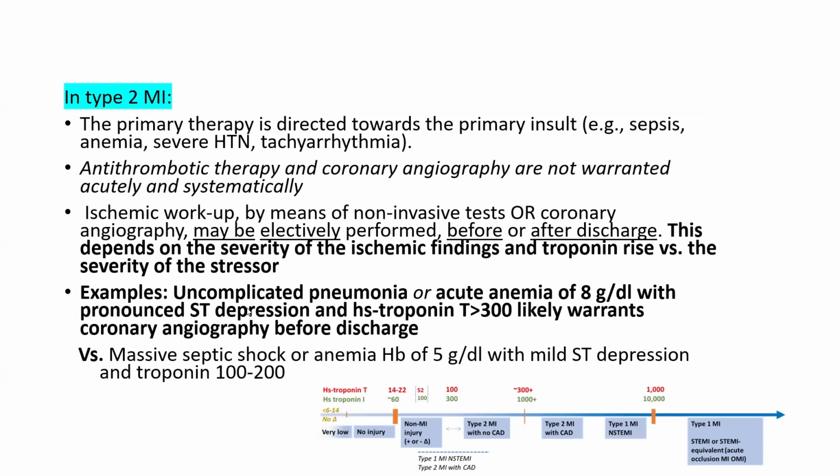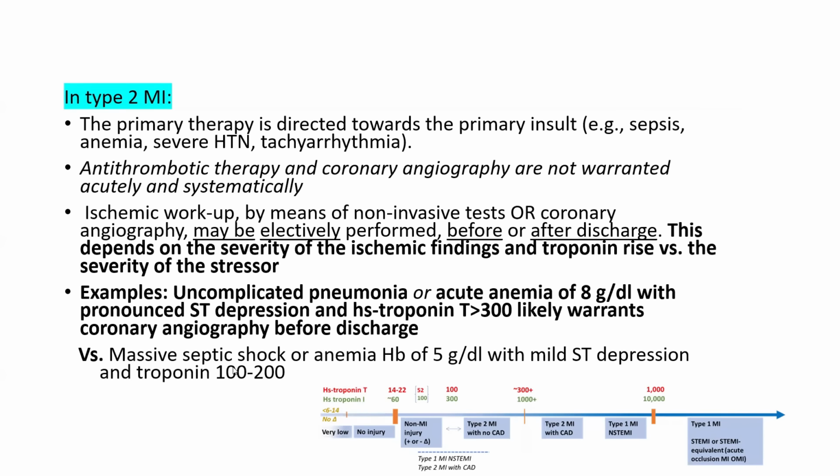And here are some illustrations. Let's say you have a patient who has an uncomplicated pneumonia or an acute anemia of 8, not very severe. Yet he has a pronounced ST depression and troponin T over 300. He likely needs coronary angiography before discharge because he either has type 2 MI with underlying significant CAD or type 1 MI that was triggered by the stress of the non-cardiac insult, plaque rupture related to that insult.